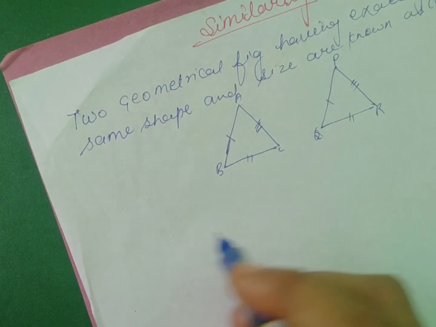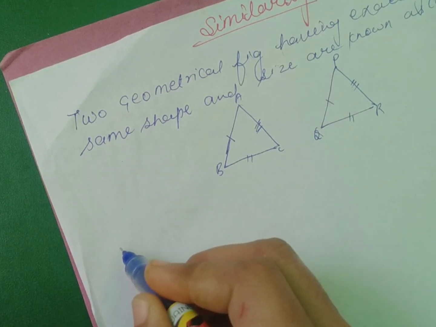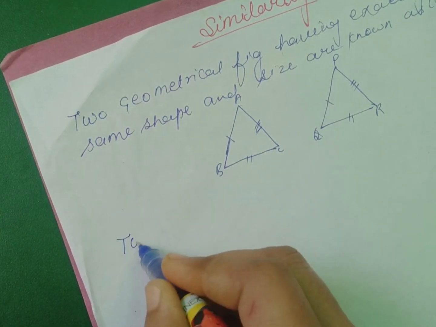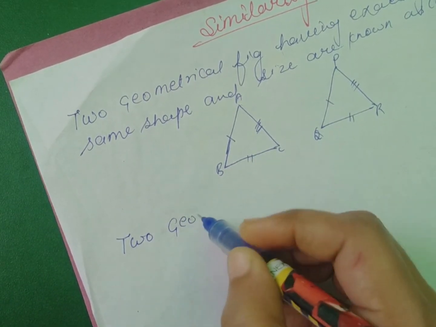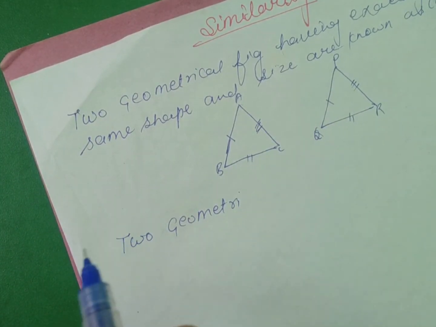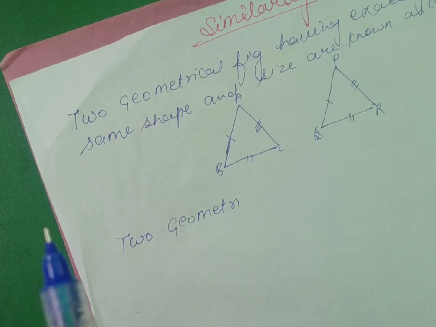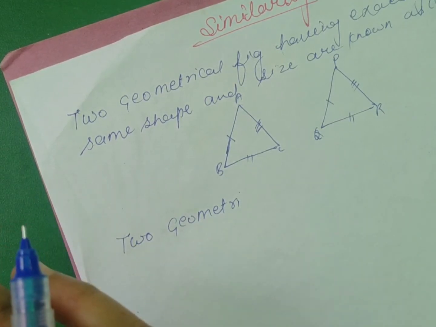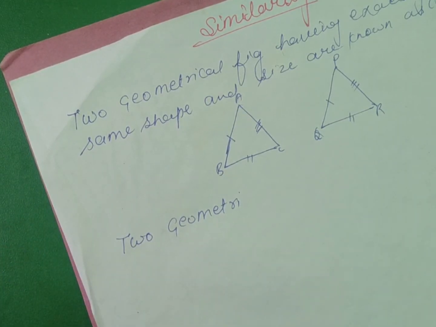Now let's have a look at similarity. So how is it defined? Similarity: two geometrical figures having exactly the same shape but not necessarily the same size are known as similar figures, right?